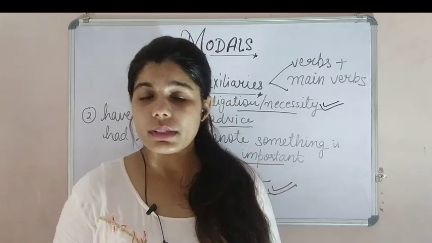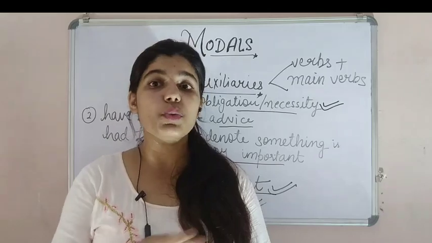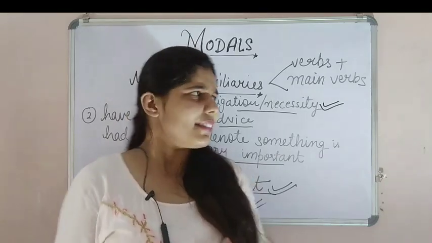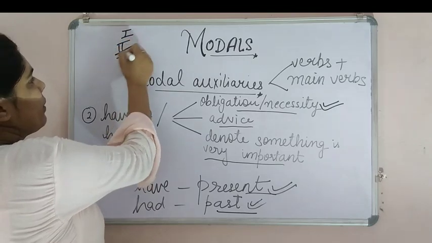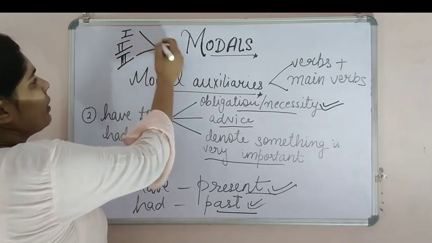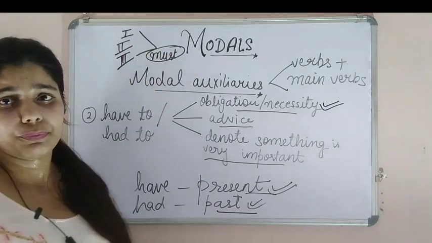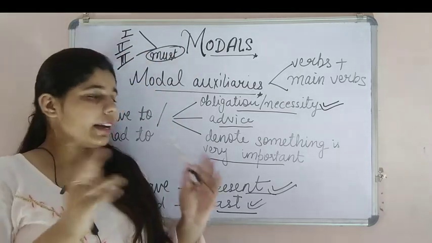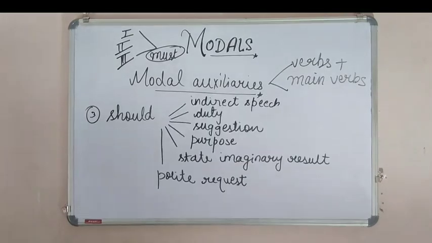As we have also studied, must is a kind of modal auxiliary that can be used with any of the persons. Doesn't matter if it is the first person, second person or the third person. All these three can carry must with them. Okay, let us move to the next modal auxiliary and see what we have next.